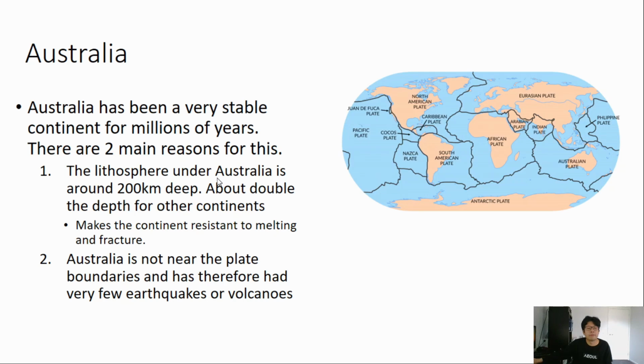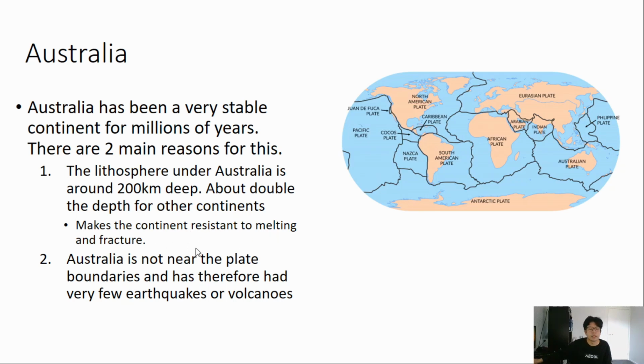And by now you would have realized that Australia is a relatively stable country. We don't have volcanic eruptions and we don't have many earthquakes. And there are two main reasons for this. The first one is that the lithosphere under Australia is around 200 kilometers deep, about double the depth for other continents, and this makes the continent resistant to melting and fracture.